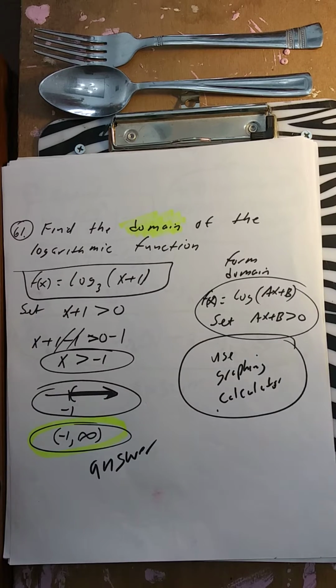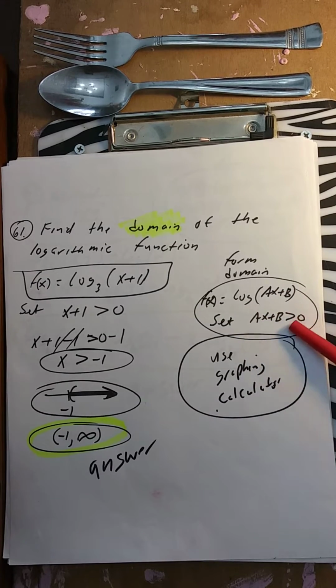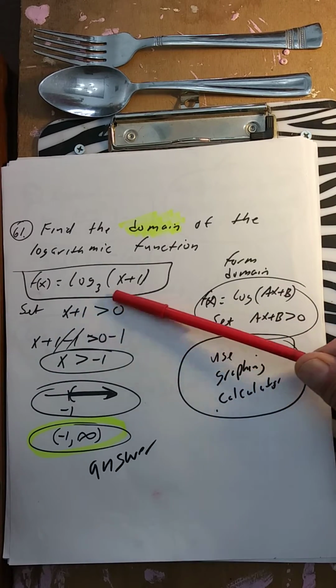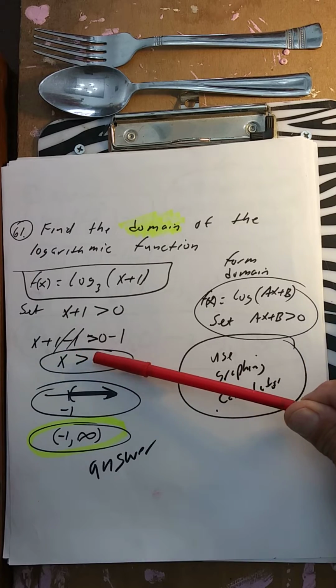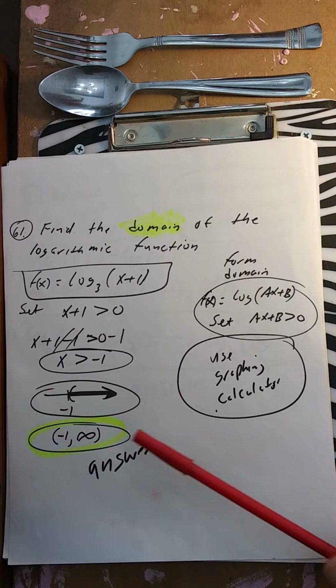Find the domain of the logarithmic function. The domain is log of this. You said ax plus b bigger than 0, only bigger than 0. So x plus 1 bigger than 0, minus 1 minus 1, so x is greater than -1, or -1 this way. That's it.